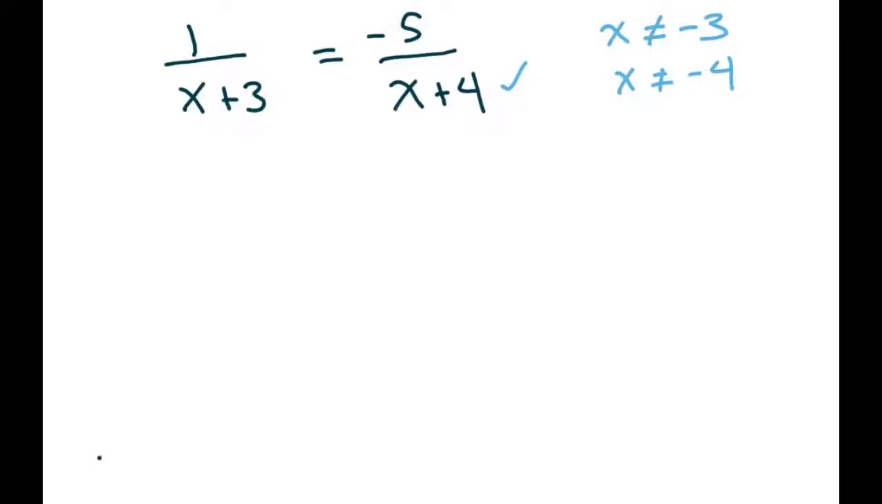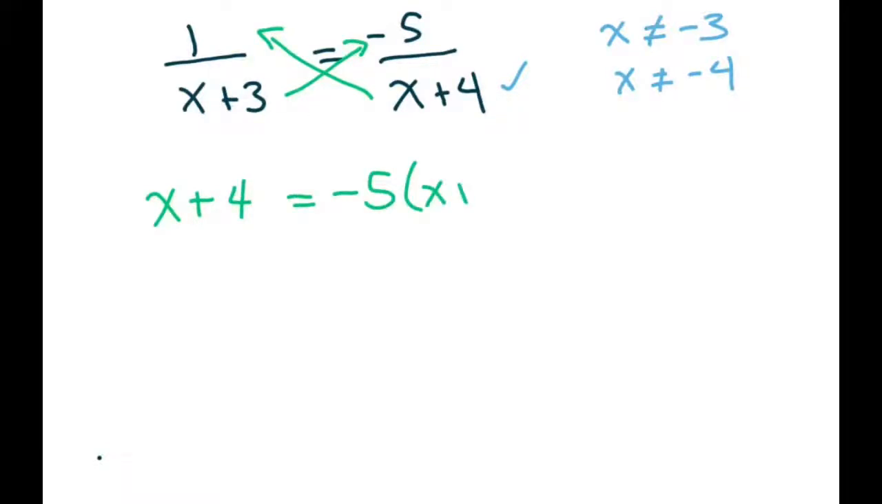Now, when you have it like this, I'm just going to cross multiply. Here, I'm going to go that way, so that's going to be 1 times x plus 4, which is just x plus 4. Then we have negative 5 times x plus 3. And then you basically have a multi-step equation to solve.